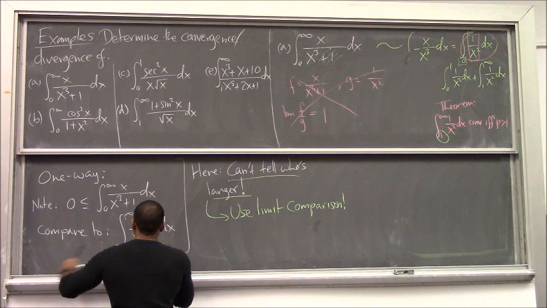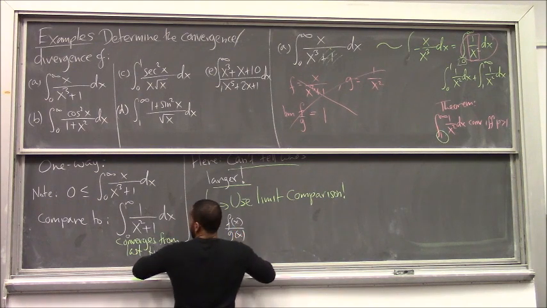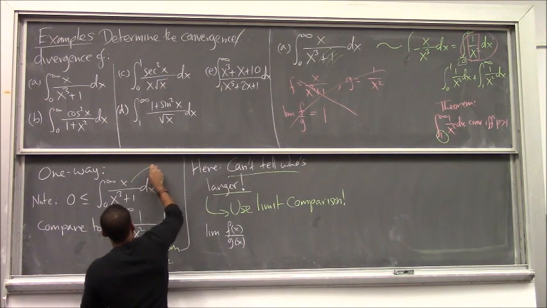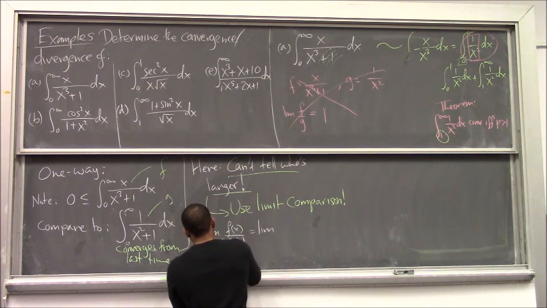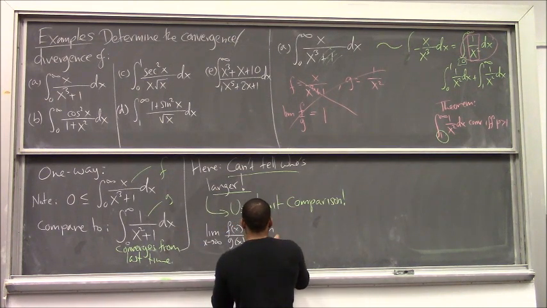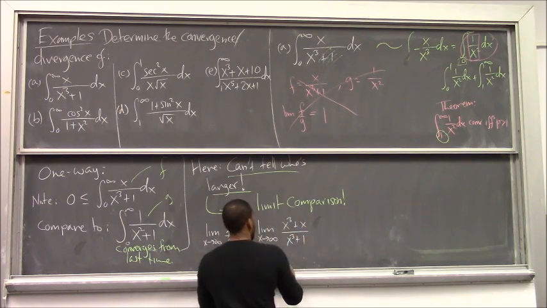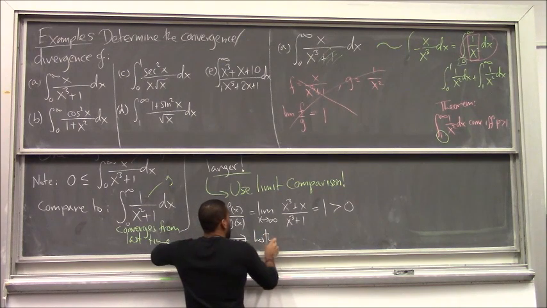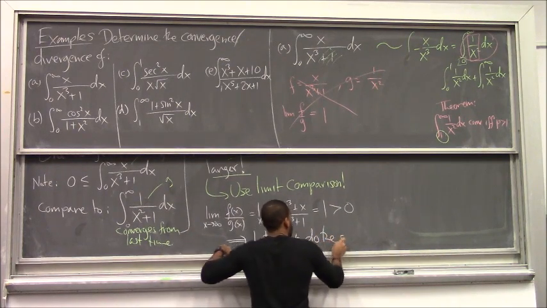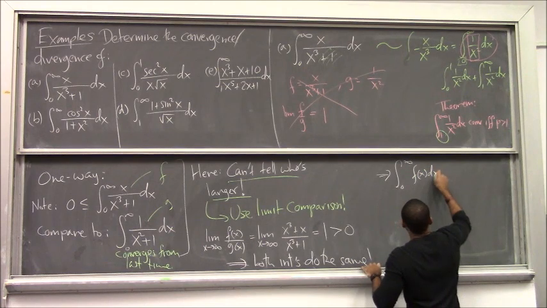So I would now find the limit of f of x over g of x as x approaches infinity, where I'm thinking of this guy as my f, that guy as my g. If I take f of x divided by g of x, I will get x cubed plus x over x cubed plus 1. From Calc 1, you would know that that limit is 1. 1 is positive, which means both integrals do the same. This means the integral from 0 to infinity of our f of x converges.